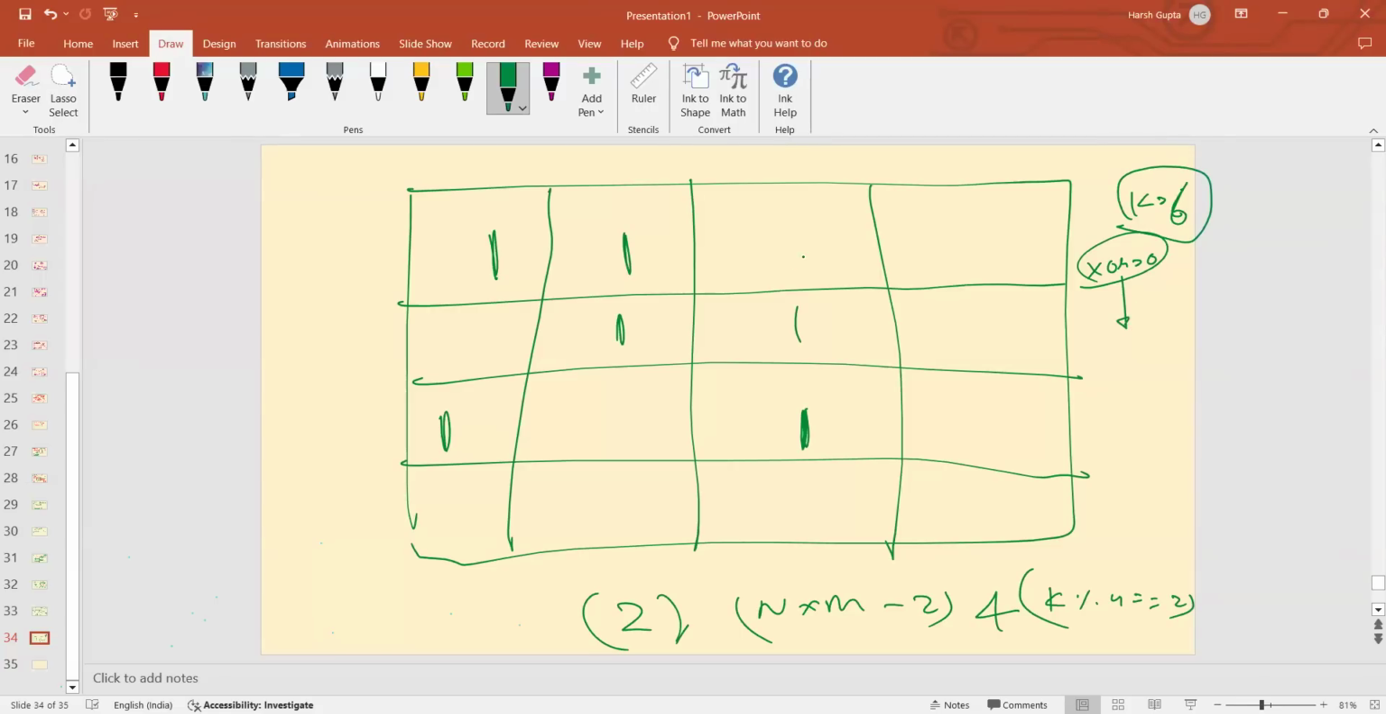This is also possible for 10. It is possible for k equals 6, it is possible for k equals 10, and it is possible for any k modulo 4 equals 2, if the value of k is not equal to 2 and the value of k is not equal to n cross m minus 2.